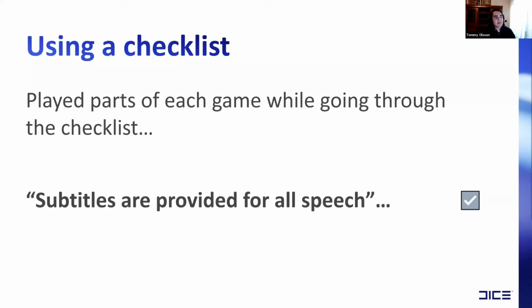The checklist was then used on our titles by playing through parts of each game while going through the checklist items. So for instance, if a feature was identified in game, the item was marked as check. And if it was not included, it was left unchecked. One example of that is the guideline that subtitles are provided for all speech. And if this was identified in the game, the item was marked as check.